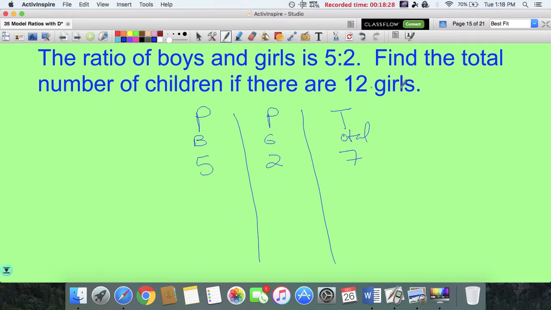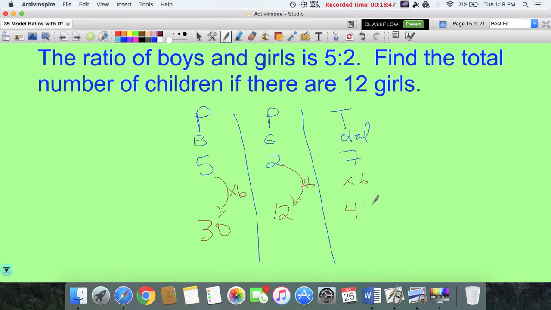Find a total number of children if there are 12 girls. Well, when there are 12 girls, where would I put 12? I'll put it right here. Right? So how did that increase? Times 6. So that means that everybody here is going to be times 6. 5 times 6 is 30.